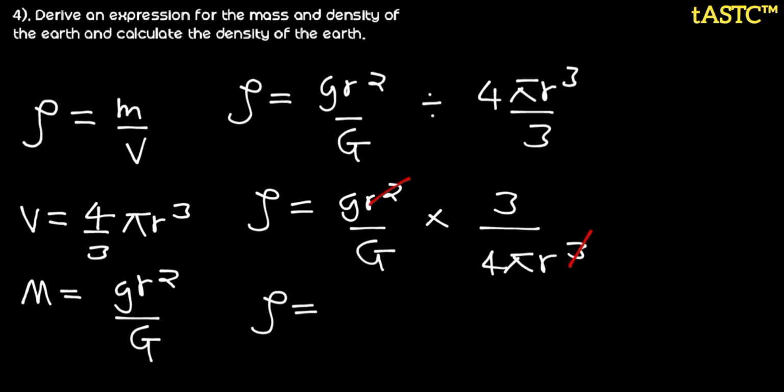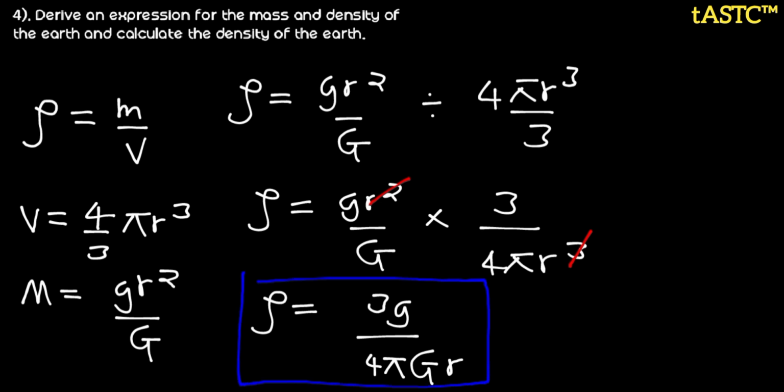So rho in this case is equal to 3 multiplied by g, divided by the gravitational constant multiplied by 4. So I need to write the 4 in front of it, so this is 4 pi G r. That will be the answer for the density of the Earth. So we have the mass of the Earth given as this, and the density given as this.